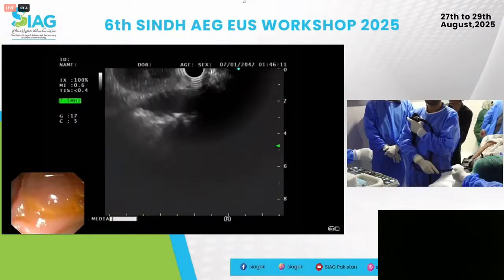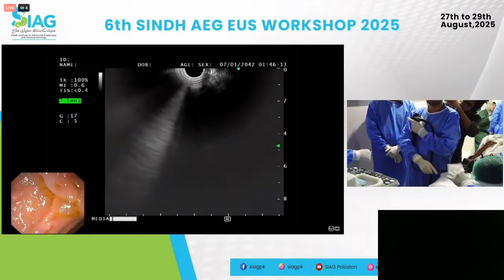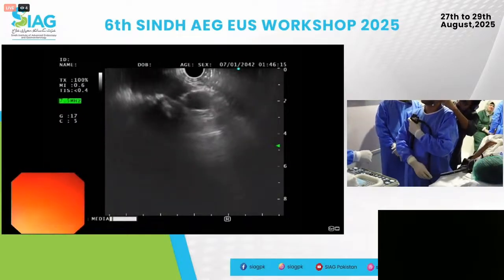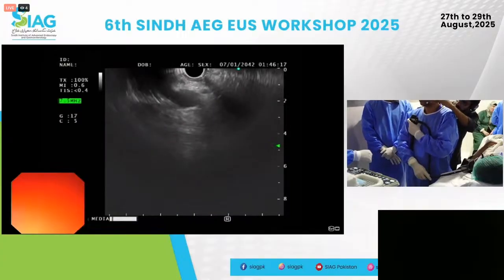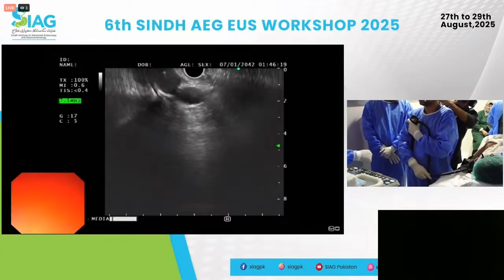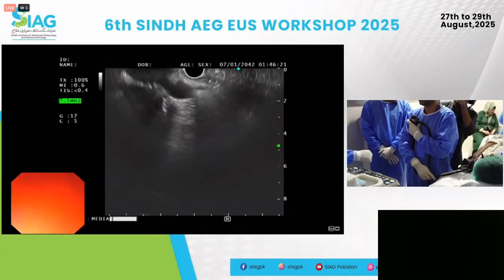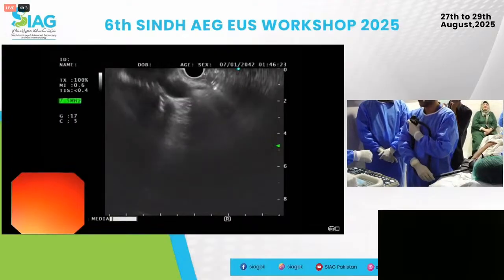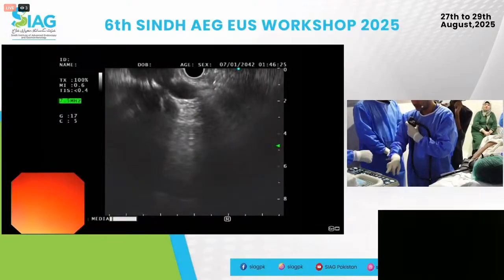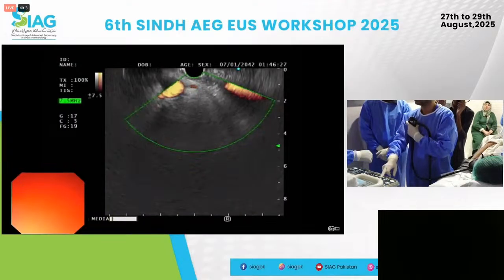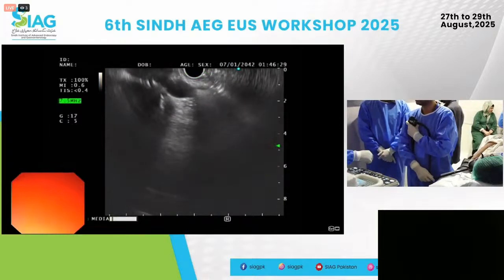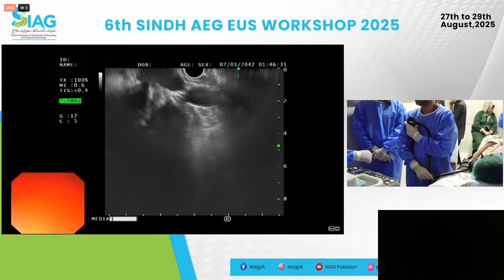And we evaluated the organs from the stomach. We looked at the pancreatic body. The duct was normal. In the neck, it was normal. There's some CBD wall enhancement. There's no stent currently. And we saw some intrahepatic stones, actually, which we'll show you in a minute.